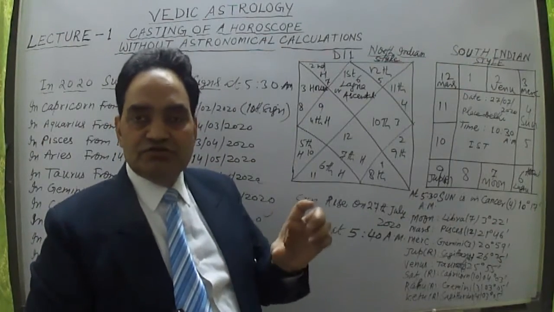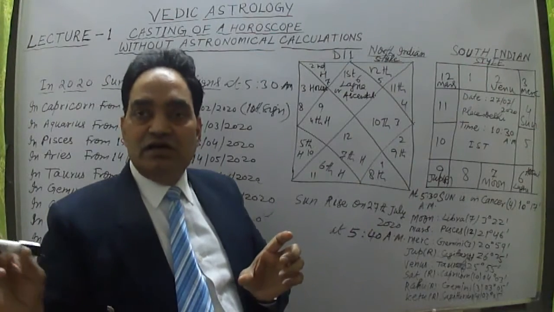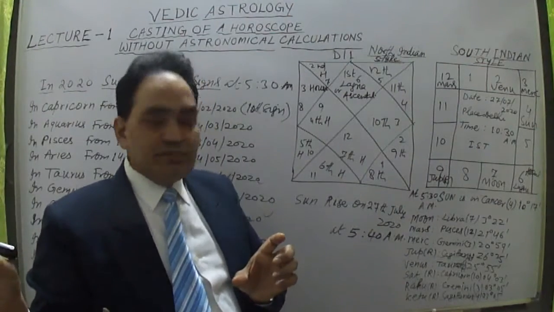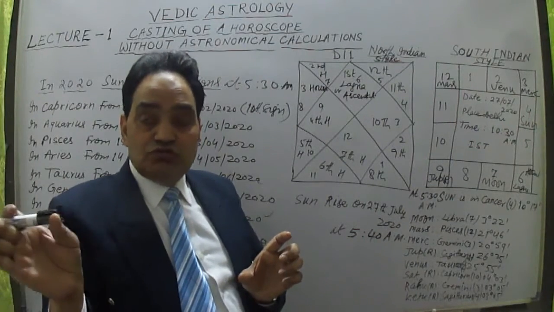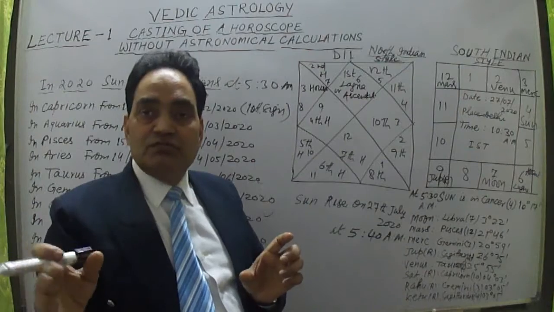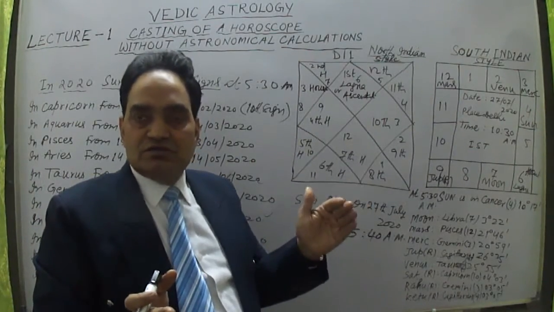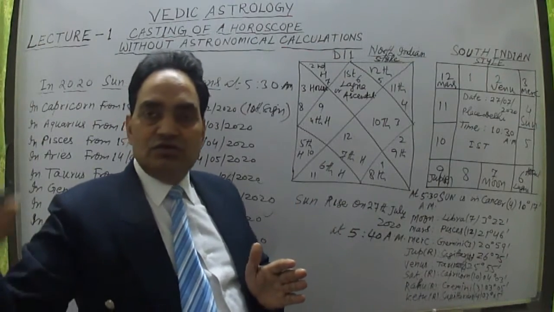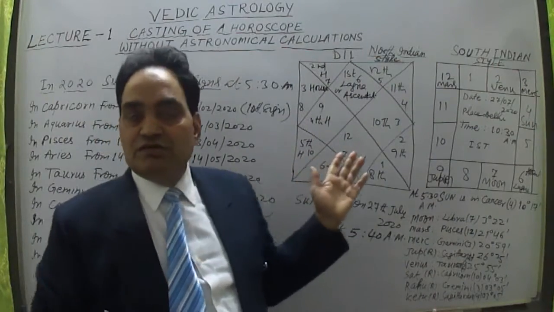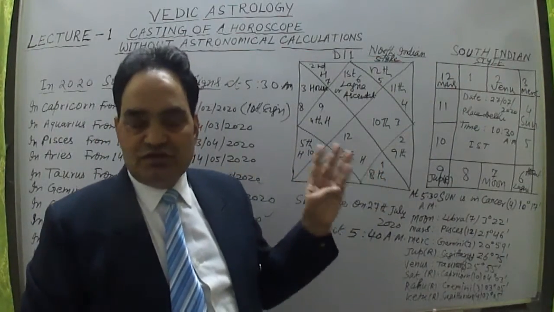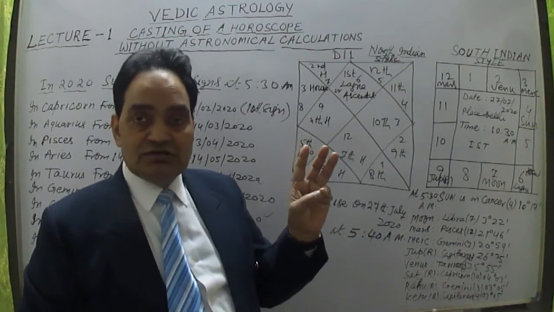Jupiter, Mars and Saturn are known as external or outer planets. These outer planets are away from Earth. I mean, they are not between Sun and Earth, but away from Earth. That is why they are known as outer planets. Jupiter, Saturn and Mars are the outer planets.